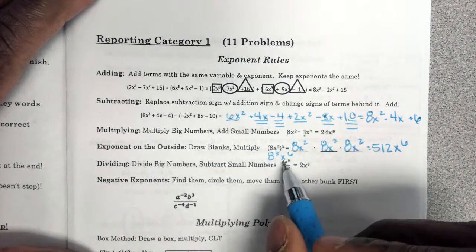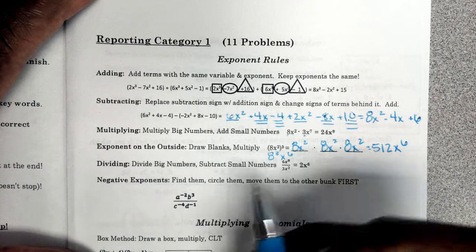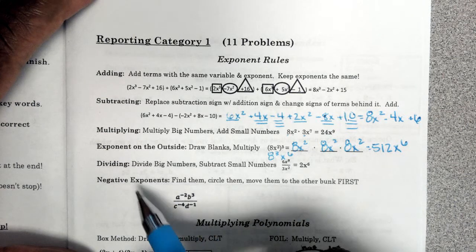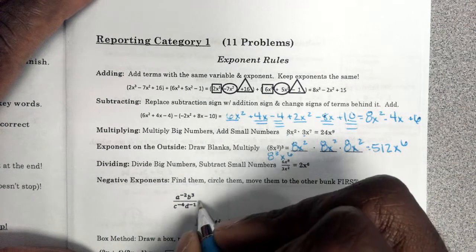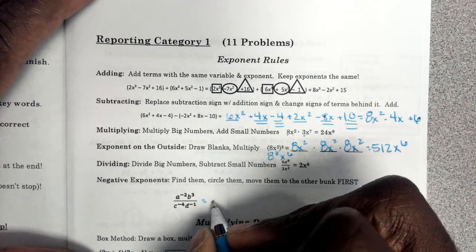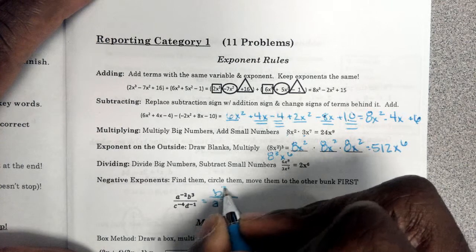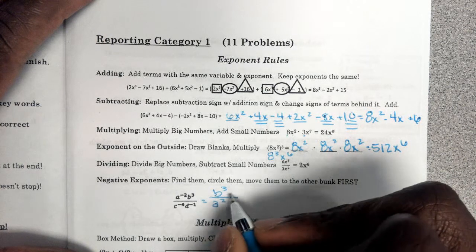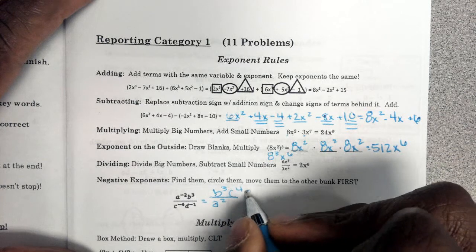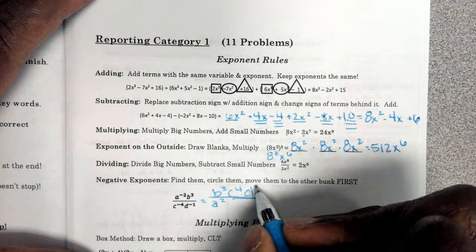Dividing: divide the coefficients, the big numbers, and subtract the exponents. When you have negative exponents, they just switch places. So going through here, my a squared is now at the bottom, b cubed stays at the top, this c moves to the top, and this d moves to the top. And that would be my final answer.